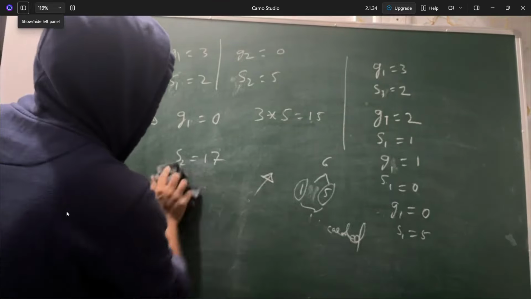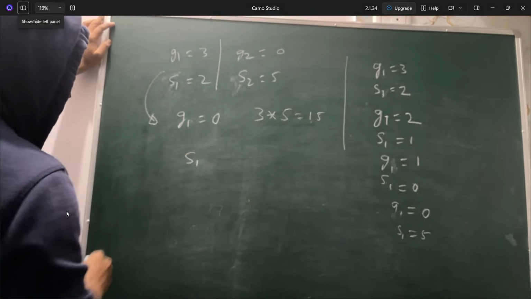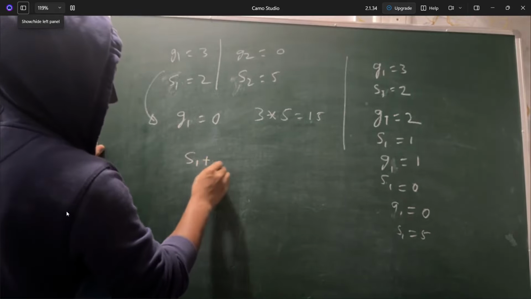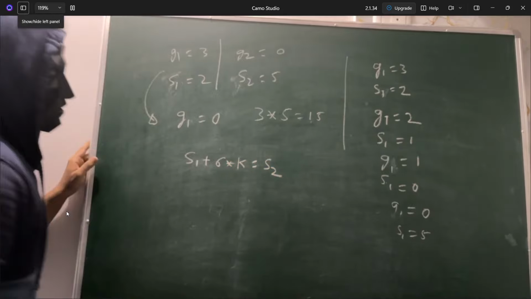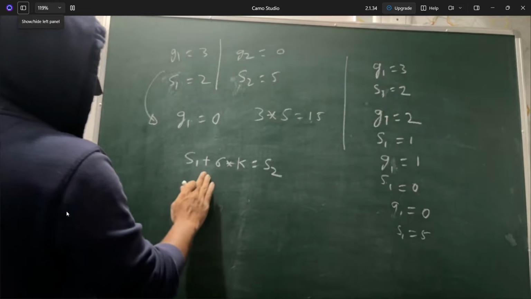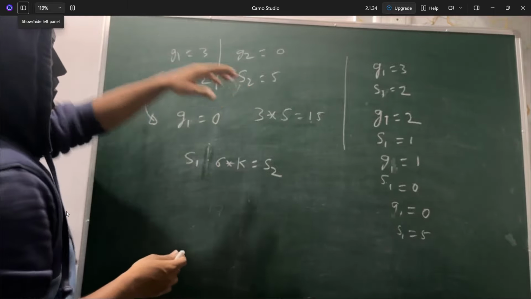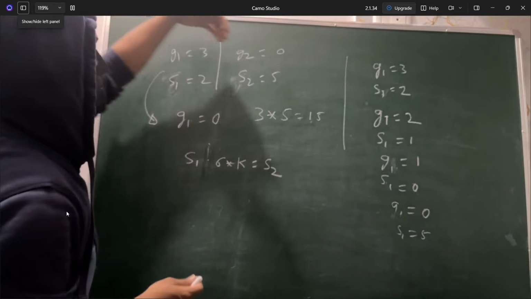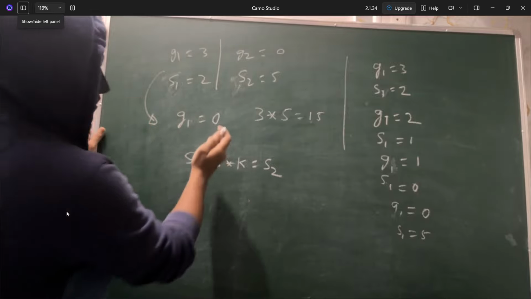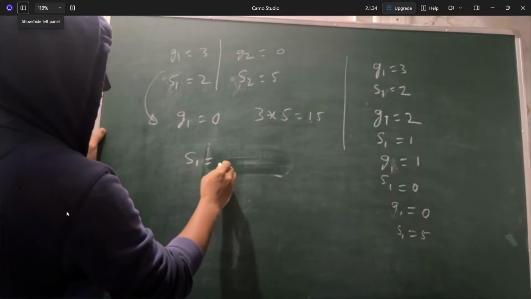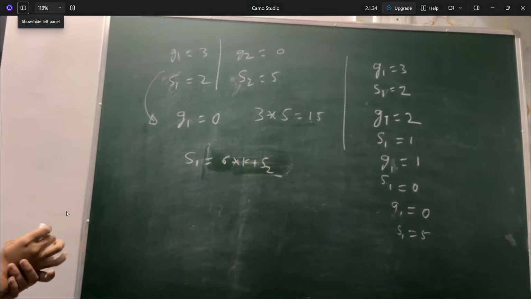So how do you subtract? See, you have s1 plus 6 times k, you want to make it s2. You understand what I'm trying to say? Since s1 is bigger, since gold we have made equal, silver has to be increased because we are making the transformation. So silver will be more. In that case we are writing it will be 6 times k plus silver 2, something like this equation will come into picture, right?